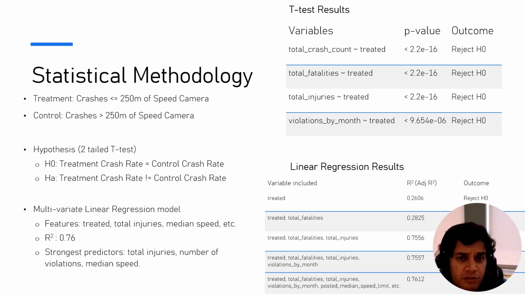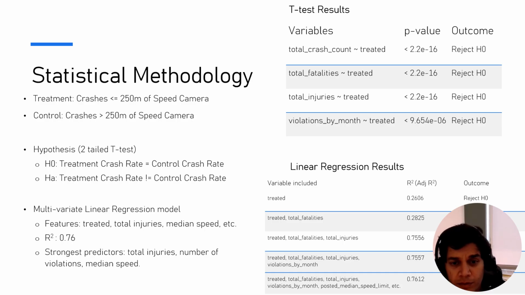I am conducting 4 separate t-tests because, in my opinion, the crash rate or crash safety problem is a multidimensional problem. You cannot just rely on one variable. Crashes tell us about the frequency, whereas whether those crashes ended up being fatal or injuries tell us how severe they were. I'm also including violations so that I can include driver behavior in this analysis.